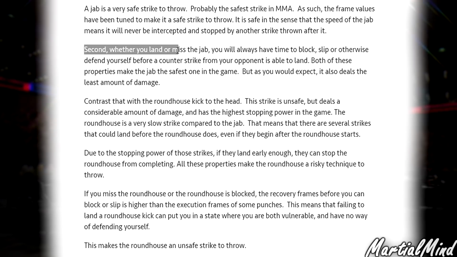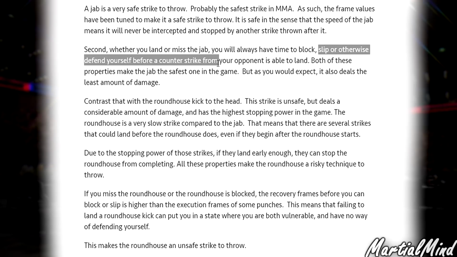So if I throw a jab, after I throw it, there's nothing that you can throw at me that's going to be fast enough to intercept that jab that I've thrown. That's the way the game works. Second, whether you land or whether you miss the jab, you will always have enough time to block, slip, or otherwise defend yourself before a counter strike from your opponent is able to land.